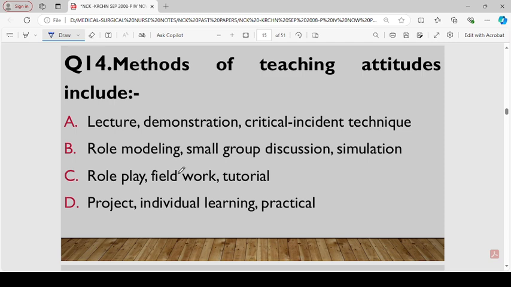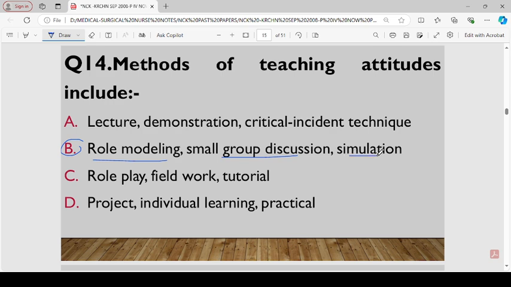We can also do discussion to shape our attitude, for example, by sharing our own opinions. We can also embrace role plays, for example, playing the role of a doctor, a nurse, a patient, that helps us teach attitude. So looking at the options that we have, we will agree that option B can be the correct answer: role modeling, small group discussion, simulation.